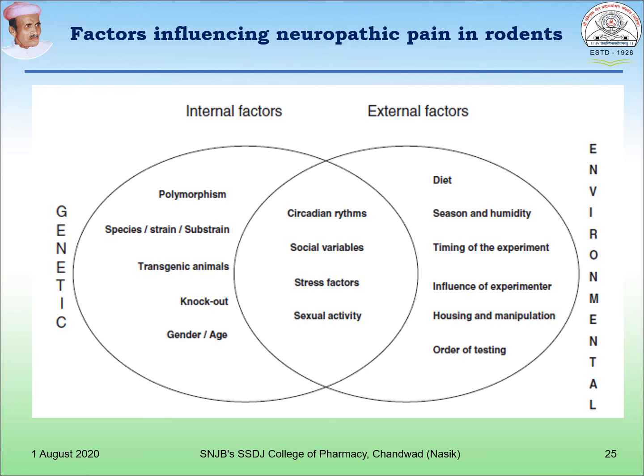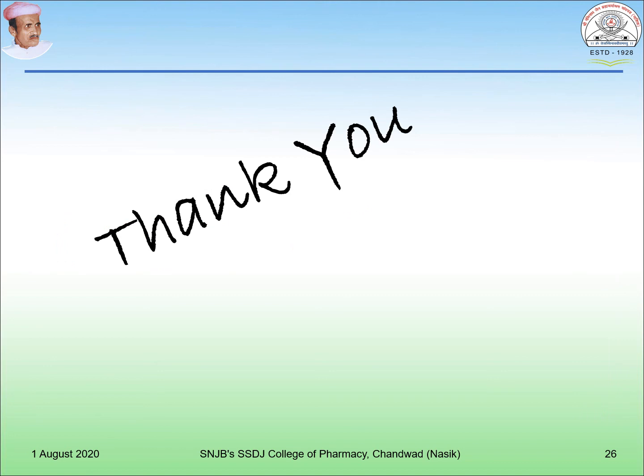These factors directly or indirectly affect your result, and if your results are affected, you cannot get reproducible results, or results which can be correlated with the clinical findings. So this is all about peripheral neuropathy.